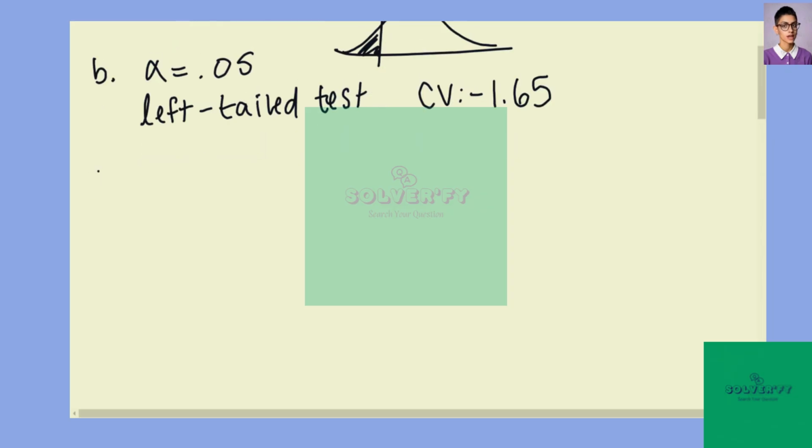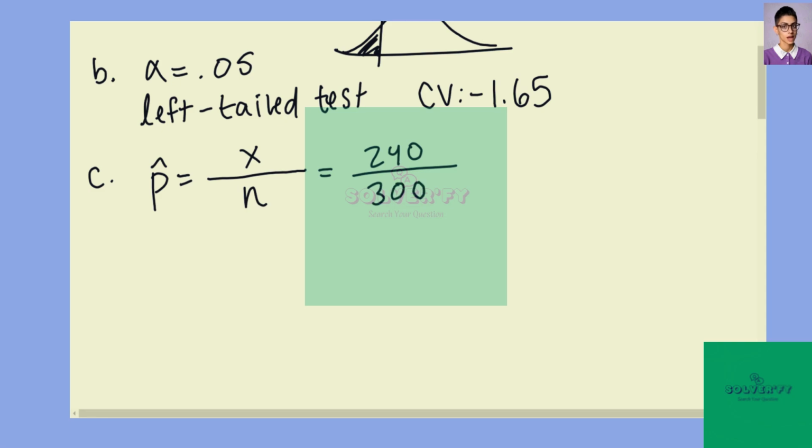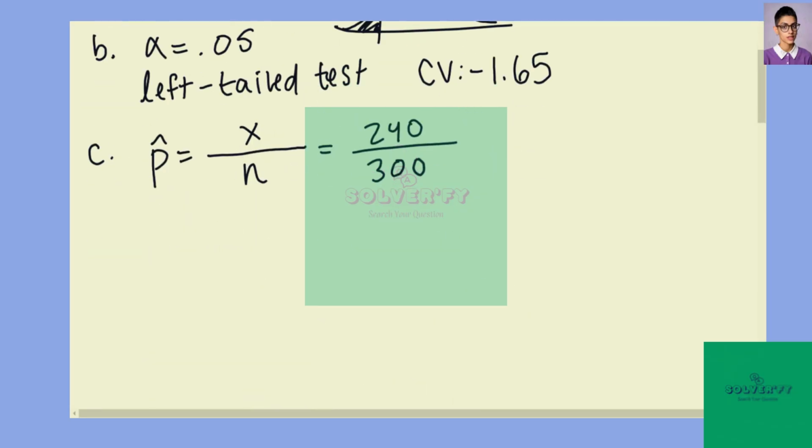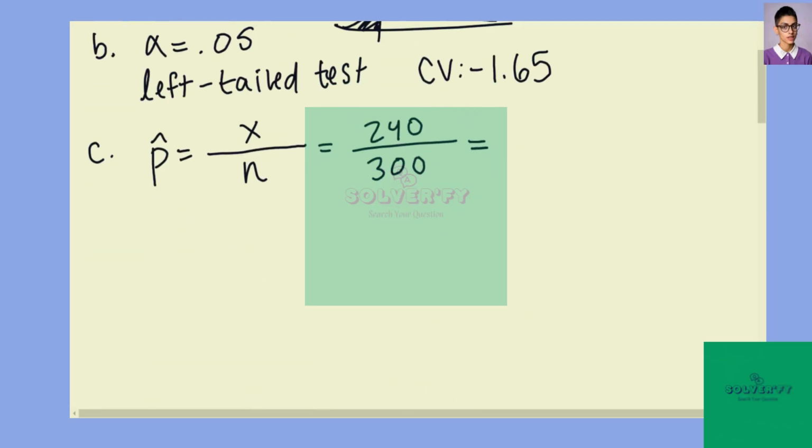So now we need to find our test value. First we'll find our p-hat. That is the sample proportion, which is equal to x over n, our result over our sample size, which is 240 over 300. That gives us a proportion of 0.8.